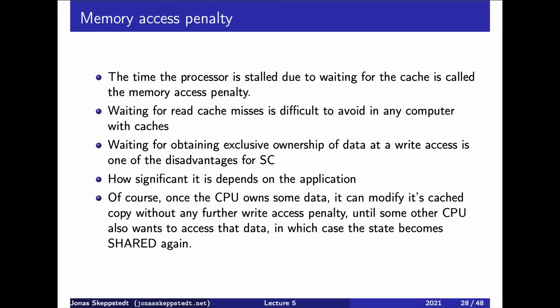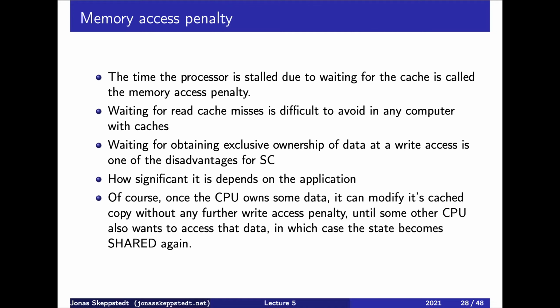Okay, so the memory access penalty, that is the time that the CPU has to wait for the cache to get either ownership or a copy of the data when it wants to read it. And the memory access penalty for reads, they are much more difficult to avoid, since usually the CPU has nothing else to do than wait until it gets the data. And it doesn't matter if it's sequentially consistent or a relaxed memory model. So that is tough to avoid.